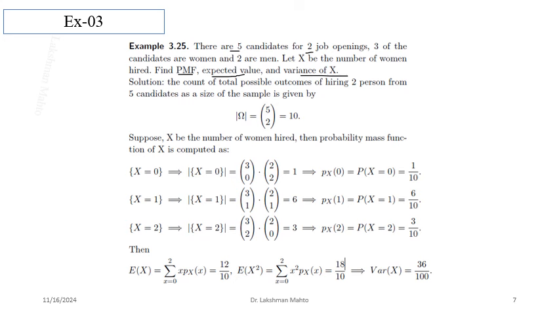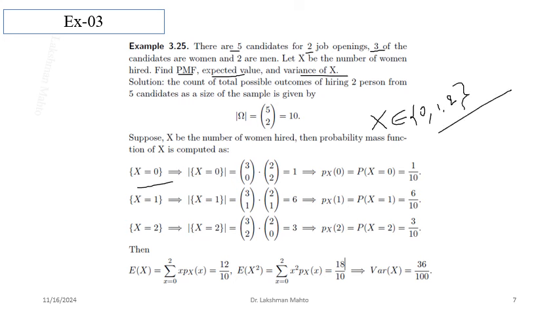X is the number of women hired. So if x is the number of women hired, what are the possible values of x? 0, 1, 2, 3? 3 women are there, no? Sorry, 2 will be hired. So 0, 1, 2. Thank you for the recall. These are the possible values.